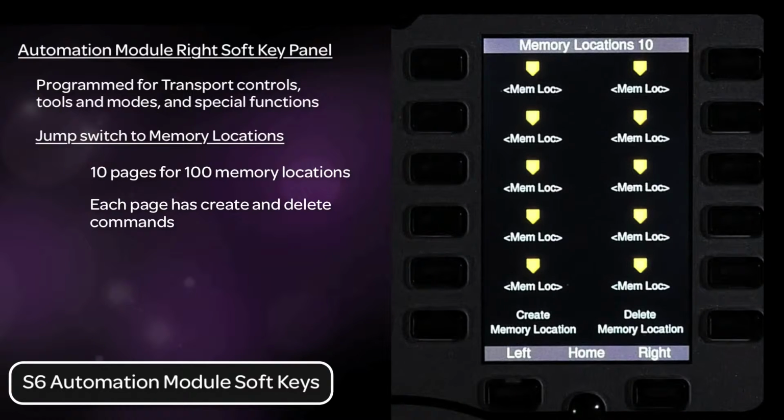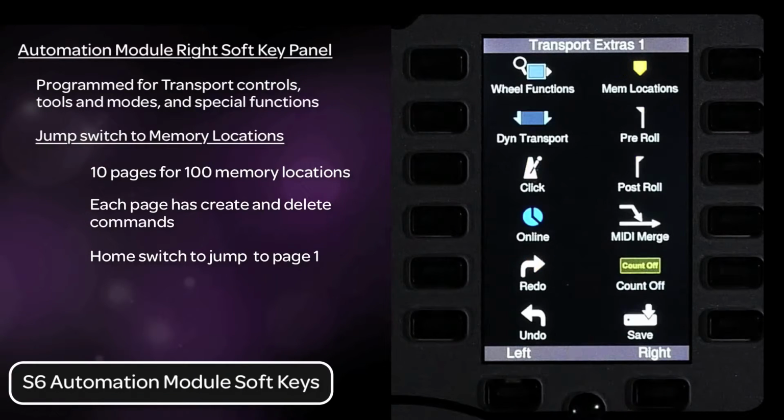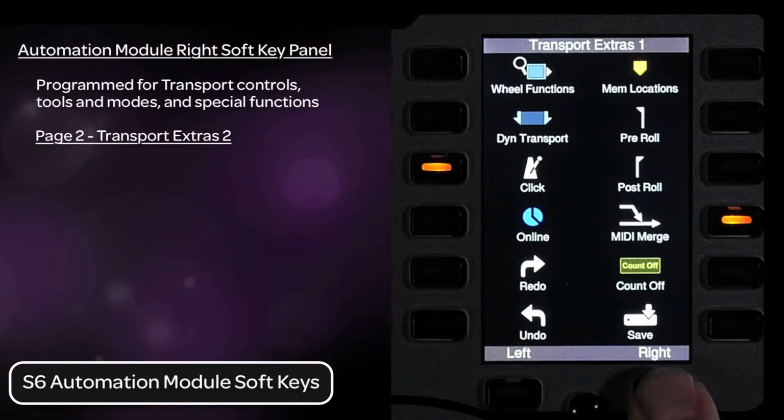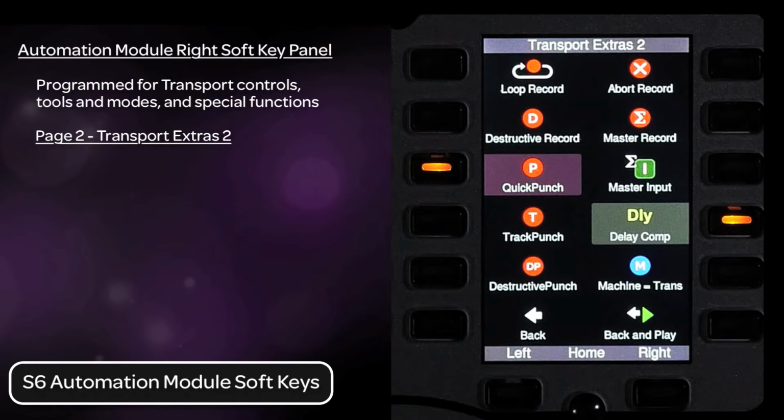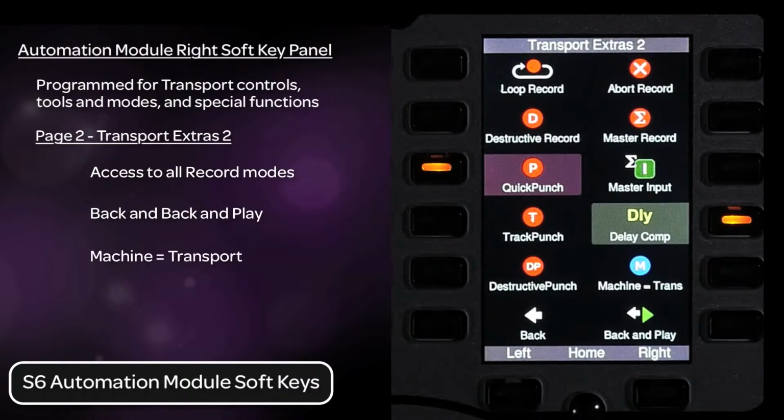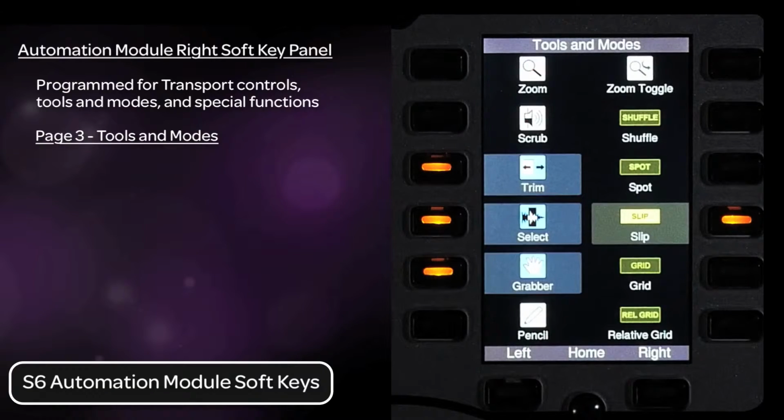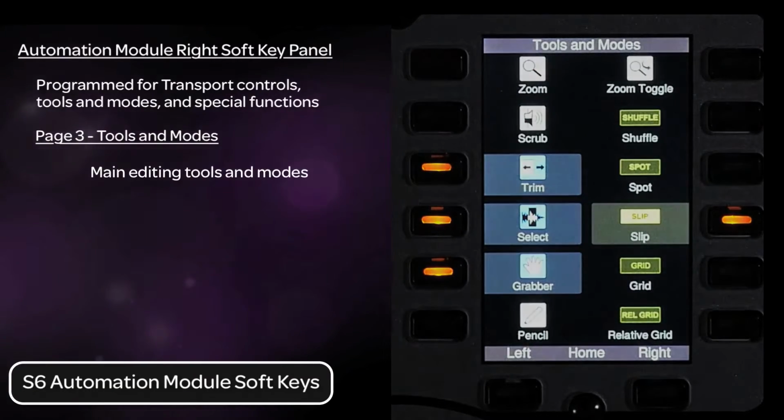At the bottom, as with all pages after the first page, there is a home key to take the user back to the first page of that panel. Page 2, Transport Extras 2, gives access to all the record modes, as well as back and play, machine equals transport, and delay compensation enable/disable. Page 3, Tools and Modes, are the main editing tools and modes.